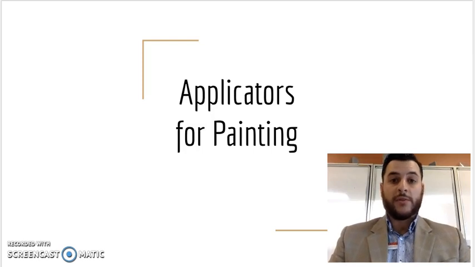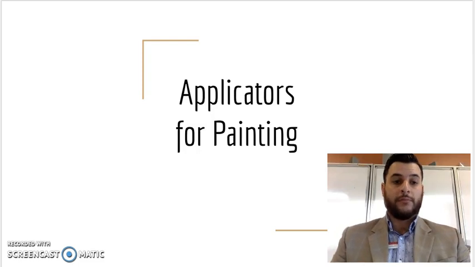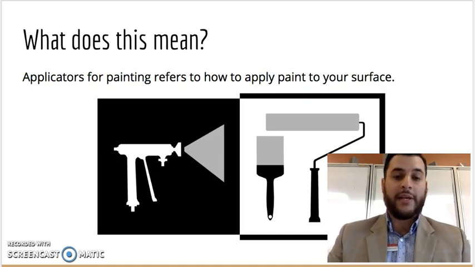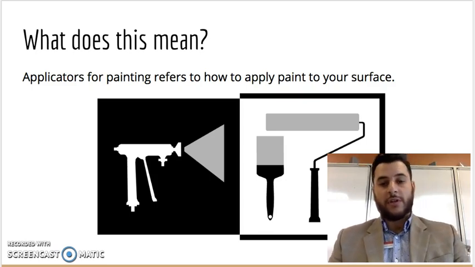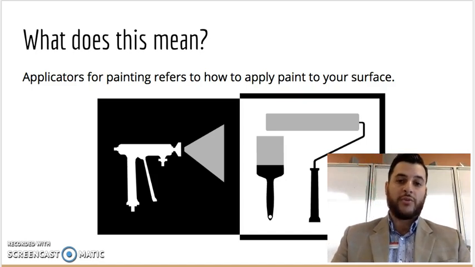As you'll know, the last one left is applicators for painting. So what does this mean? Applicators for painting refers to how to apply paint to your surface. As you can see here, I've just got an image of a spray gun and a roller and brush, which is what most people would think of when we talk about applicating paint.